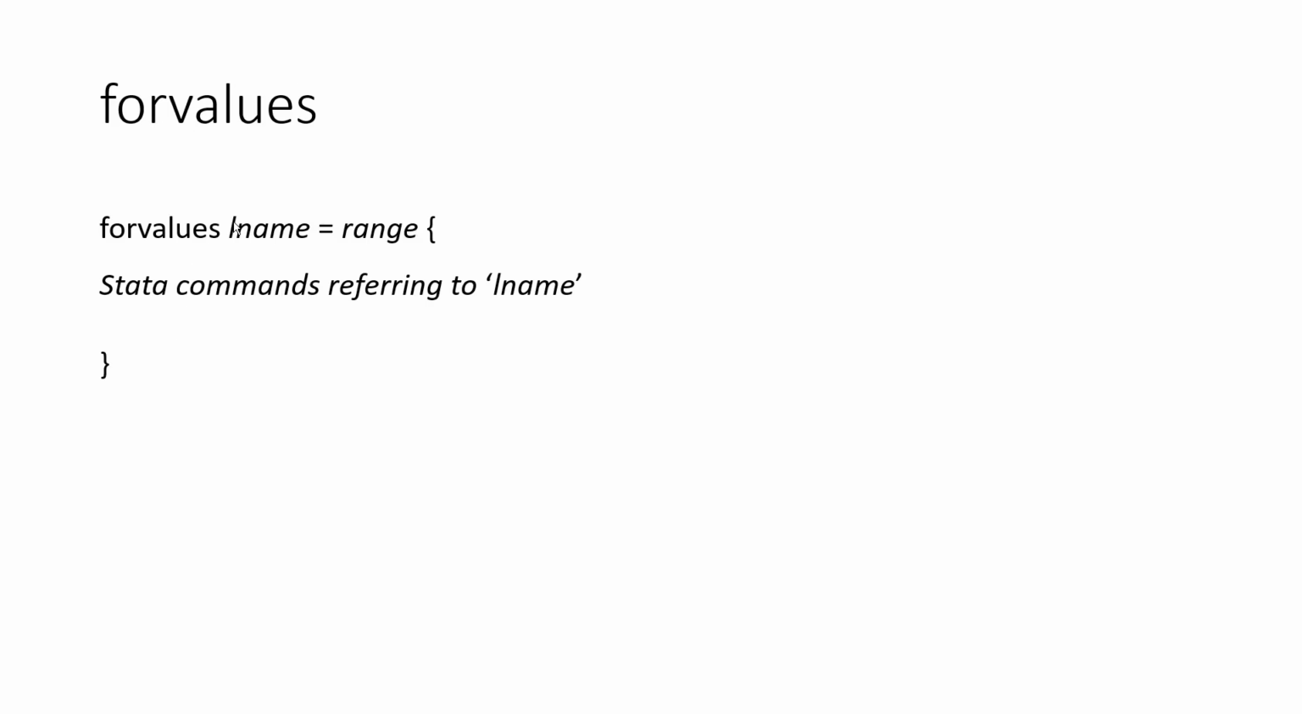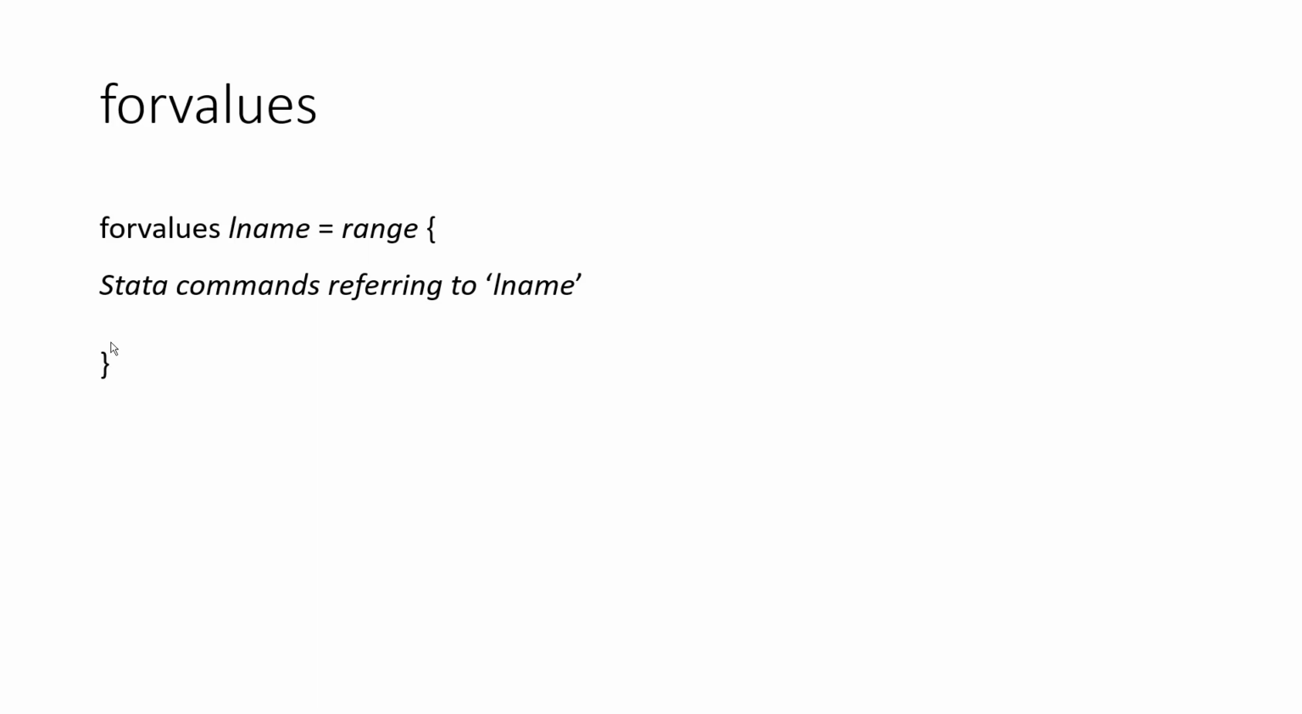Starting with for value loops, this is the syntax of for value loop. We write the command name, then any variable name. This is not a variable that is stored in the data set that we have, but rather any local name that we are going to assign. Then we would have the range. Then we would input the curly brackets. Then we would use any command that we want to loop for. And then we would end the curly bracket.